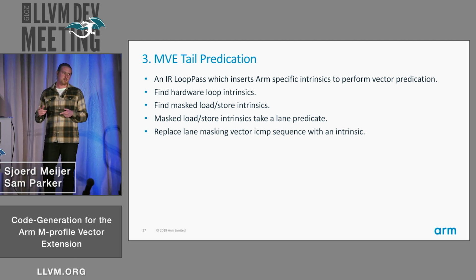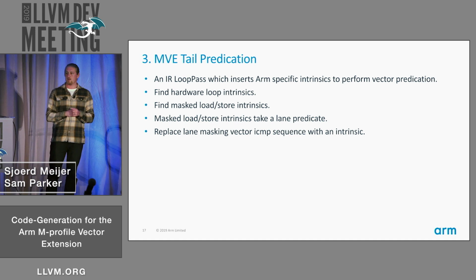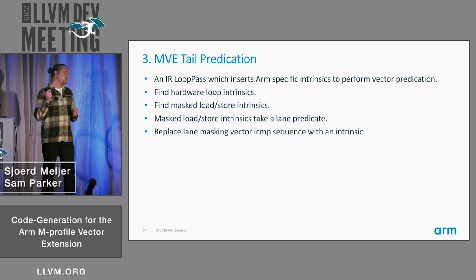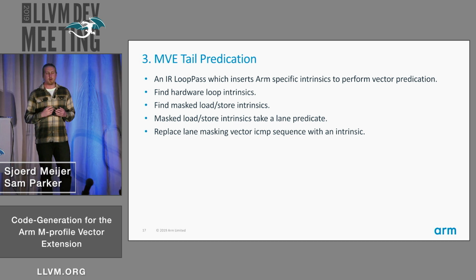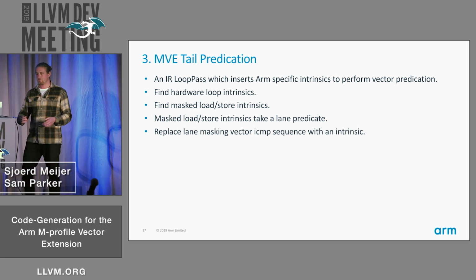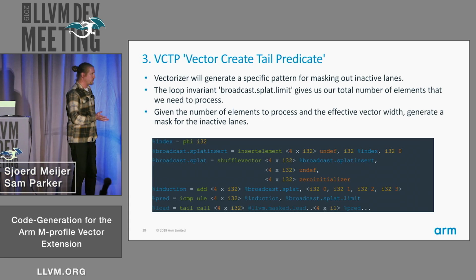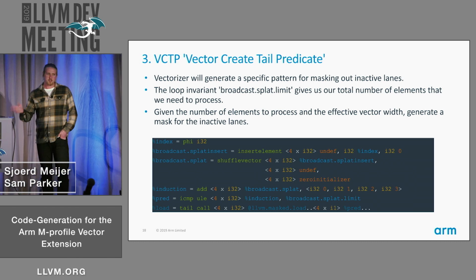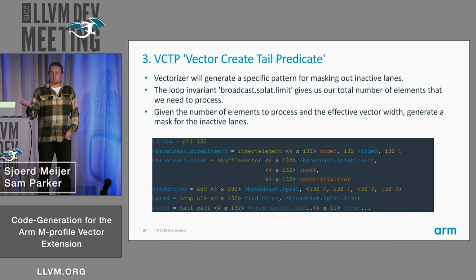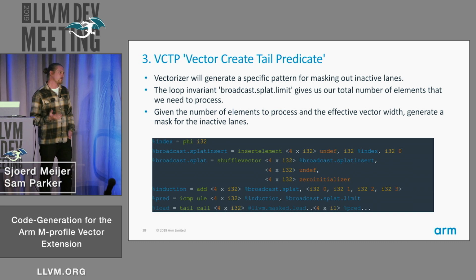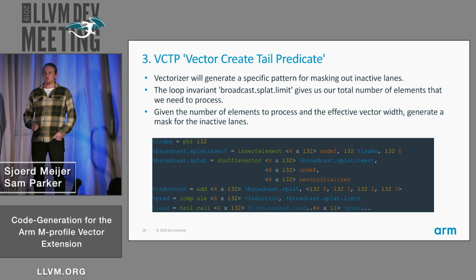Each of those masked load store intrinsics will be taking a lane predicate, so a Boolean vector. What we want to do is find what that sequence is. It's an icmp doing something, and we want to replace that with our specific intrinsic. So the pattern that we're actually looking for is this lump of code here. This relates to the pseudo code that I showed in the first slide. We know the vectorizer is going to generate something like this, so we can literally just pattern match this and replace all this code with one intrinsic call.